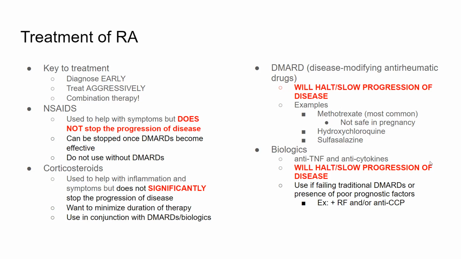Because DMARDs and biologics will halt and or slow the progression of rheumatoid arthritis, which is pretty unique to these two things. So knowing that methotrexate will stop the progression of rheumatoid arthritis, it will help keep them from getting the ulnar deviation or swan neck look to their hands and all the other deformities that come with rheumatoid arthritis. So the biggest thing with rheumatoid arthritis is trying to diagnose early. That's a goal for everything, so you can't really say that's specific to rheumatoid arthritis, but you want to treat really aggressively as early as possible.